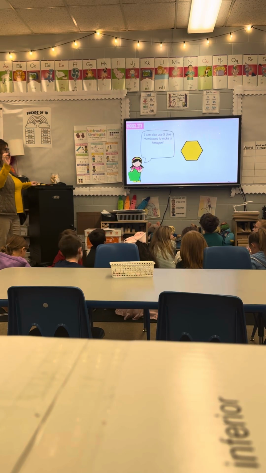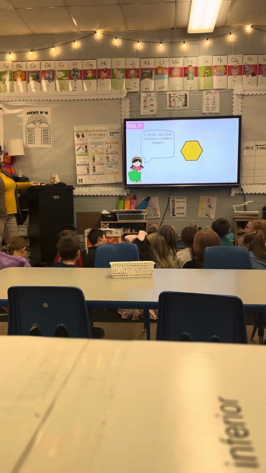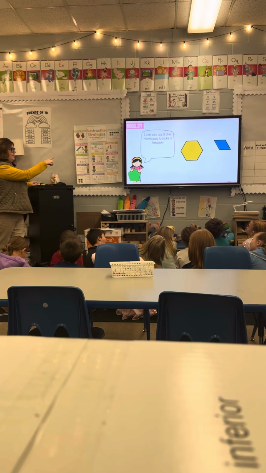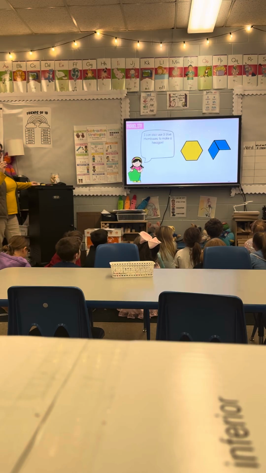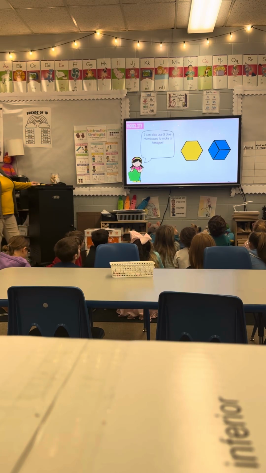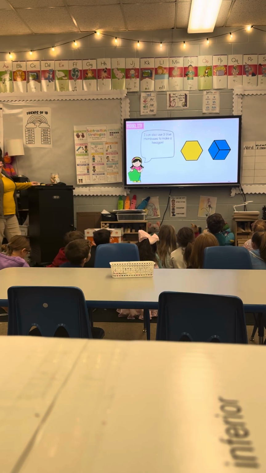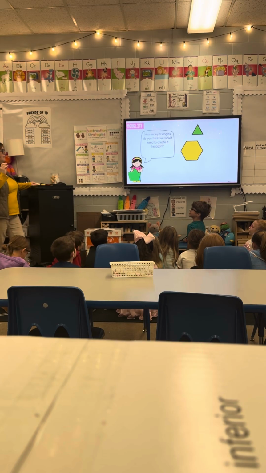We can also use 3 rhombuses to make a hexagon. See that one? So then we're going to put another one and another one. Now it kind of looks like a hexagon. It kind of looks like a cube.